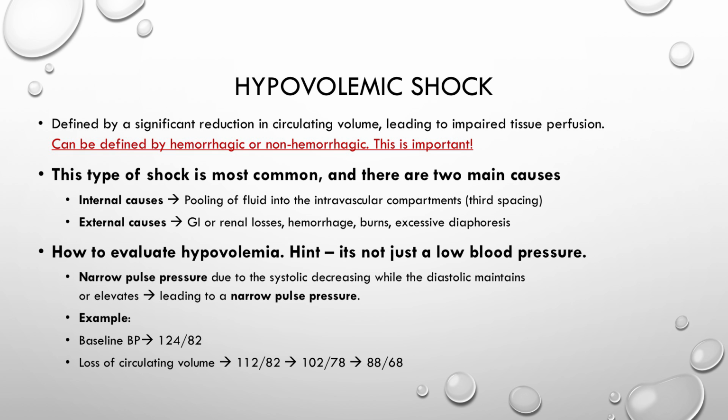You're going to begin to see a narrow pulse pressure due to the systolic decreasing while the diastolic remains or elevates. This leads to a narrow pulse pressure. Example, your baseline blood pressure was 124/82. When you start to begin losing circulating volume, hypovolemia, you're going to have a narrowing pulse pressure. For example, the first one, 112/82, it's going to lead to 102/78, and after losing a lot more fluid, you're going to come down to like 88/68. So this is a narrowing of the pulse pressure. It's not just a low blood pressure.